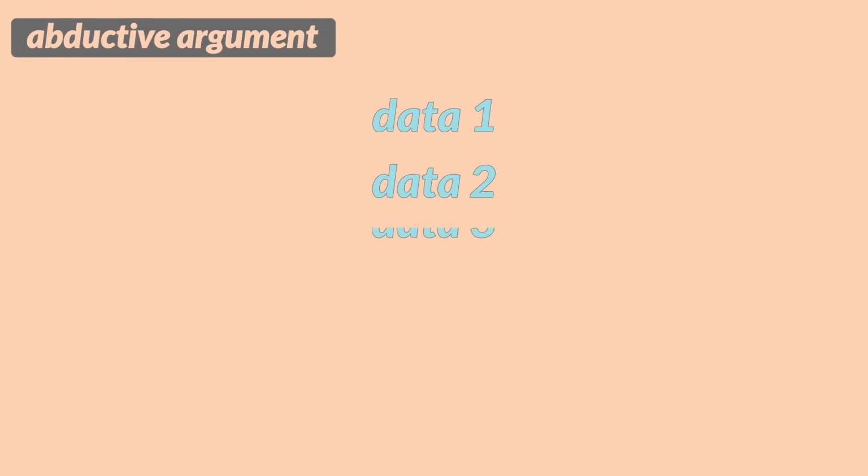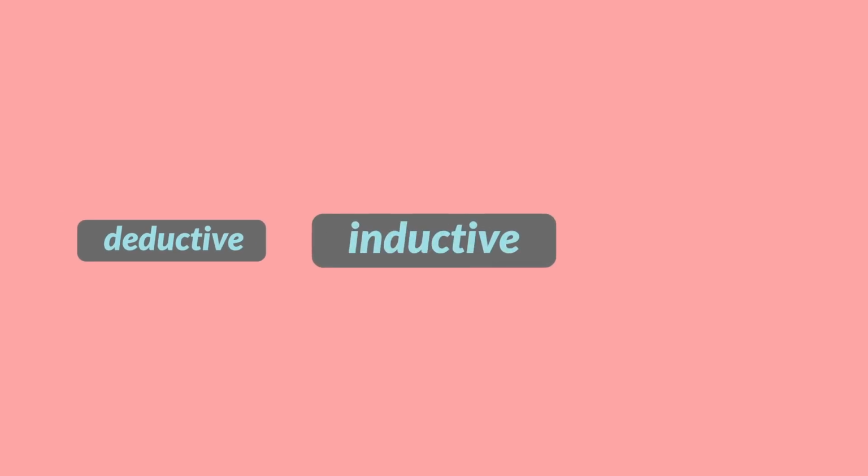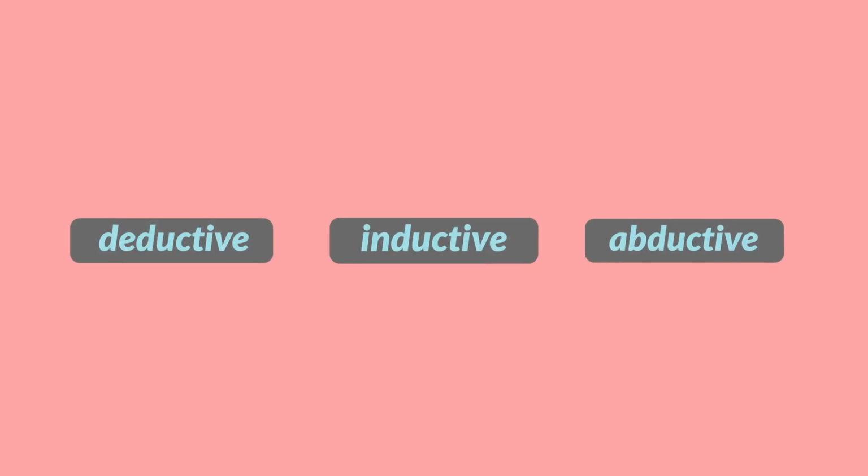Finally, we have the abductive argument. This is when you collect a set of data and then determine a conclusion that best explains the set of data. By using one of these three arguments, you can become more persuasive because people are often convinced by strong logic that is easy to follow.